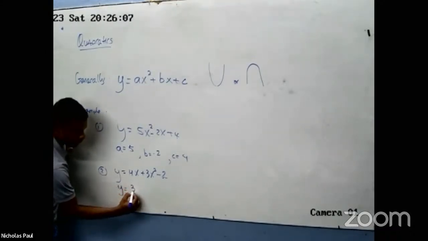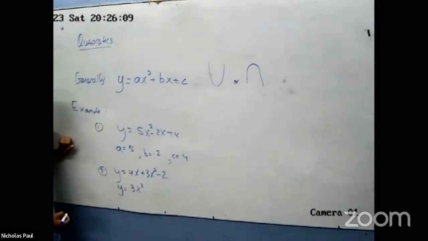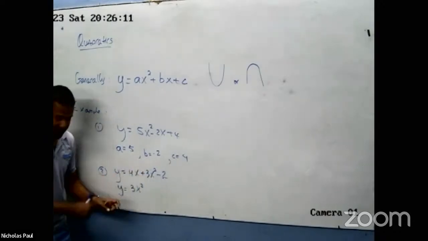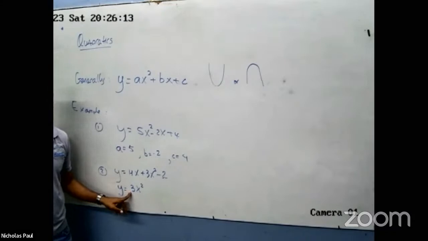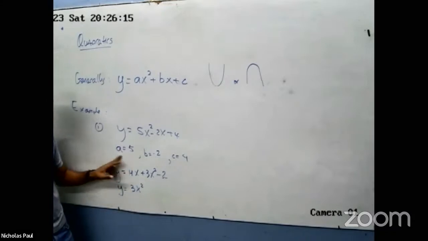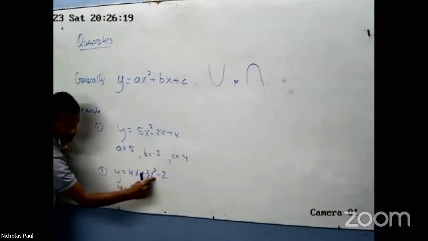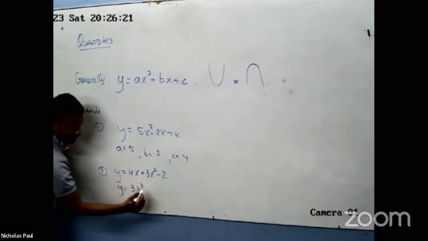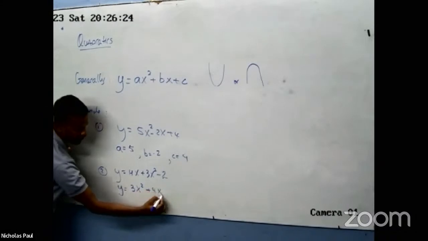So you'll end up with 3x squared. By the way, when you rearrange it, you don't change the sign. You only change the sign when you move something across the equal sign. All we do is rearrange it. So this is plus 3x squared, then you put the x term, then you put the constant.